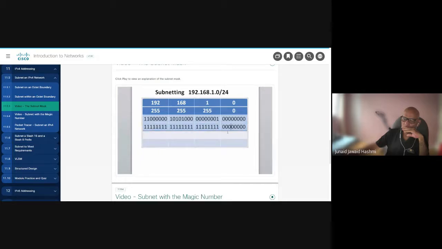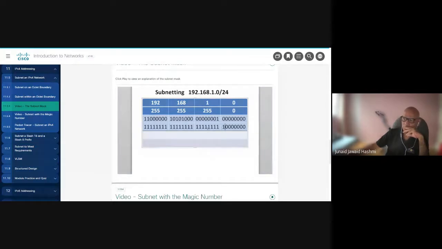And what we do is, to change the subnet mask, we borrow bits from the host portion of the address. This is done from left to right. So I could take this first 0 here on the left and change it to a 1. And now I've effectively changed the subnet mask from /24 to /25.